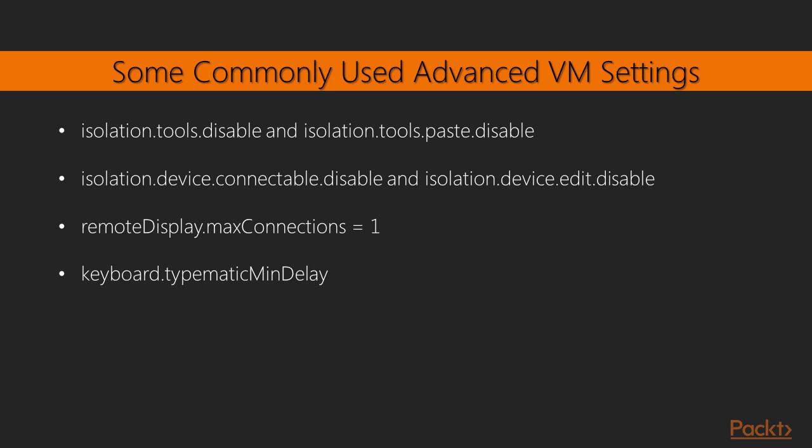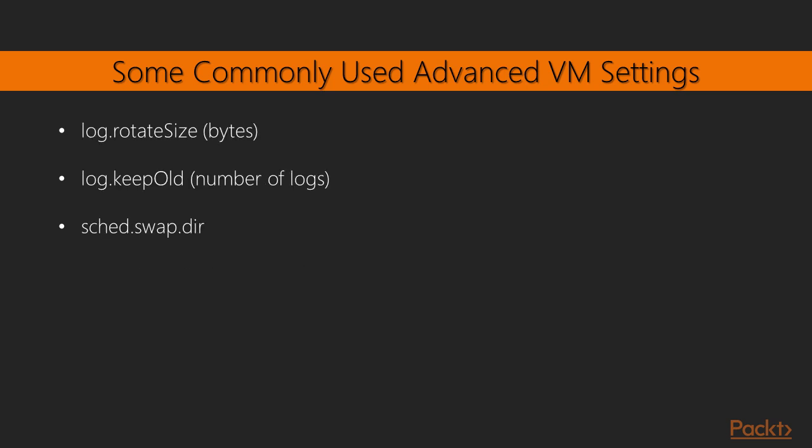We looked at keyboard.typematic.minDelay already. The log.rotateSize and the log.keepOld are interesting as well. This is for the virtual machine logs. If you are logging, you set the size of this log. It's stored in the same directory as your configuration file. You can change it. There is another VM setting, I believe it is log.fileName, or log.swapdir. You can set it to actually log to a separate directory. And then log.keepOld is the number of logs, so it'll keep 3 or 4 logs. I believe the default setting is to keep 6 logs and then rotate.